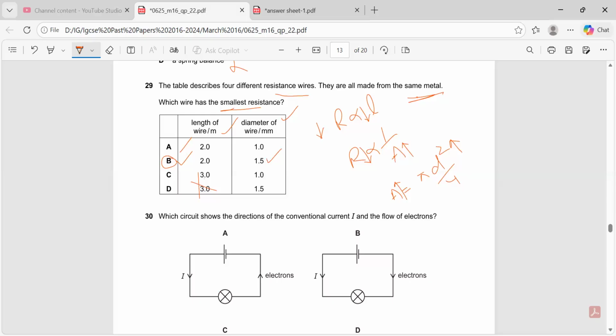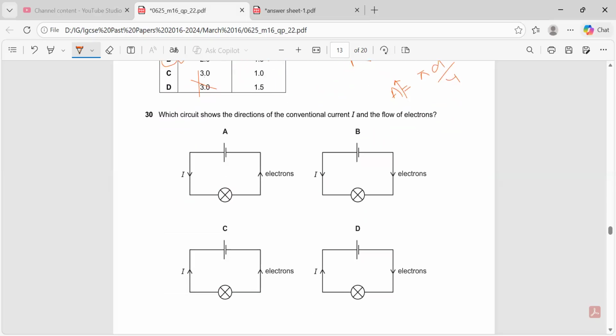Then 30. I want you all to answer me this question. Which circuit shows the direction of the conventional current I and the flow of electrons? Conventional current and electron cannot be in the same direction. So that is wrong. Electrons and current cannot be the same direction. So B or C.